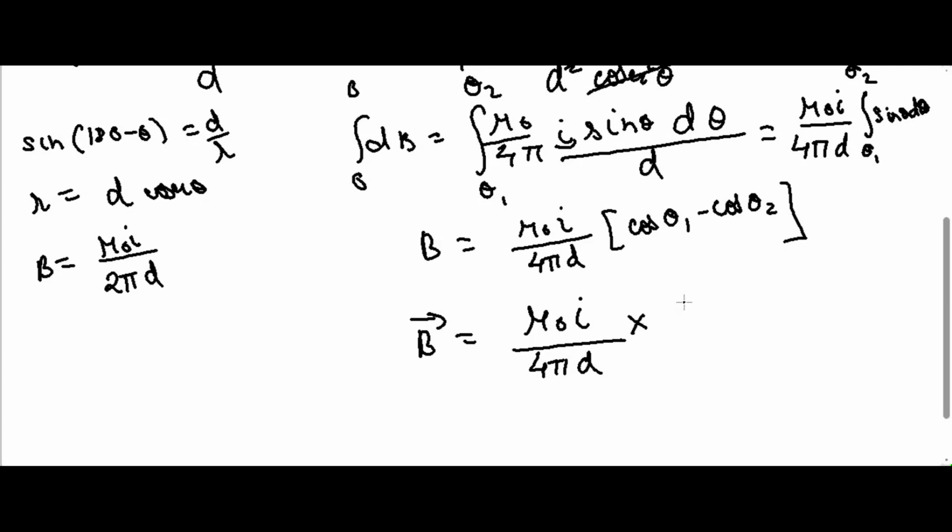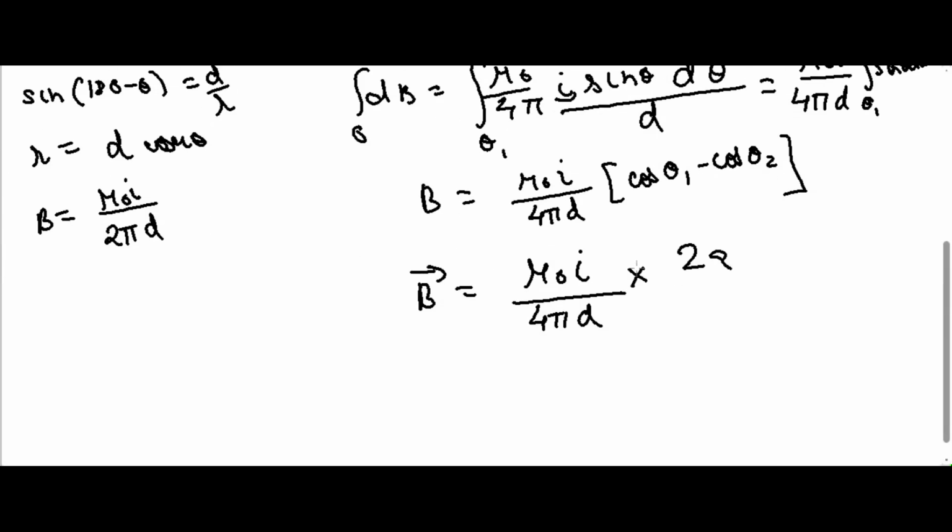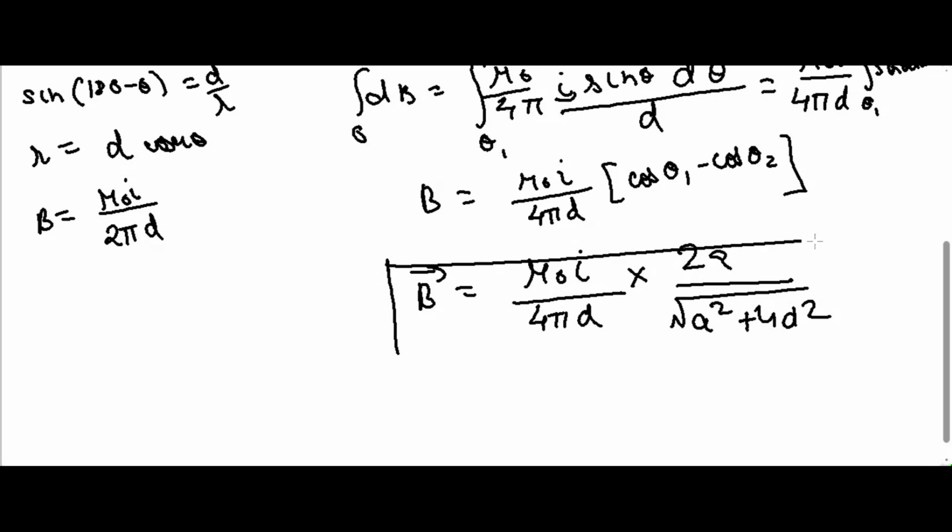times 2a, okay, because a minus minus a will become 2a, divided by square root of a squared plus 4d squared. So these are some special cases.